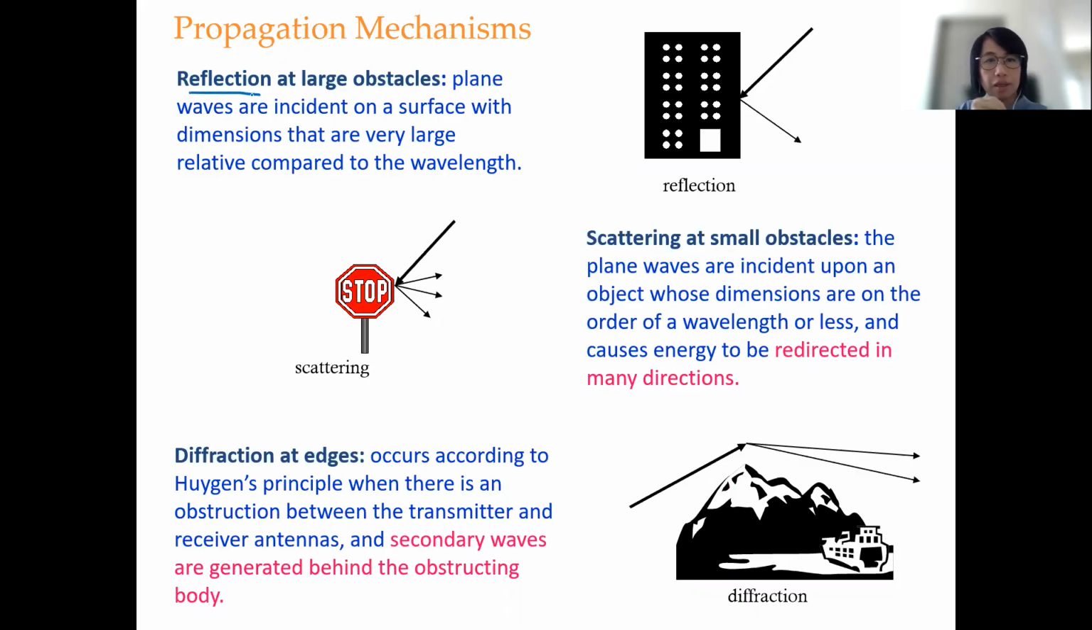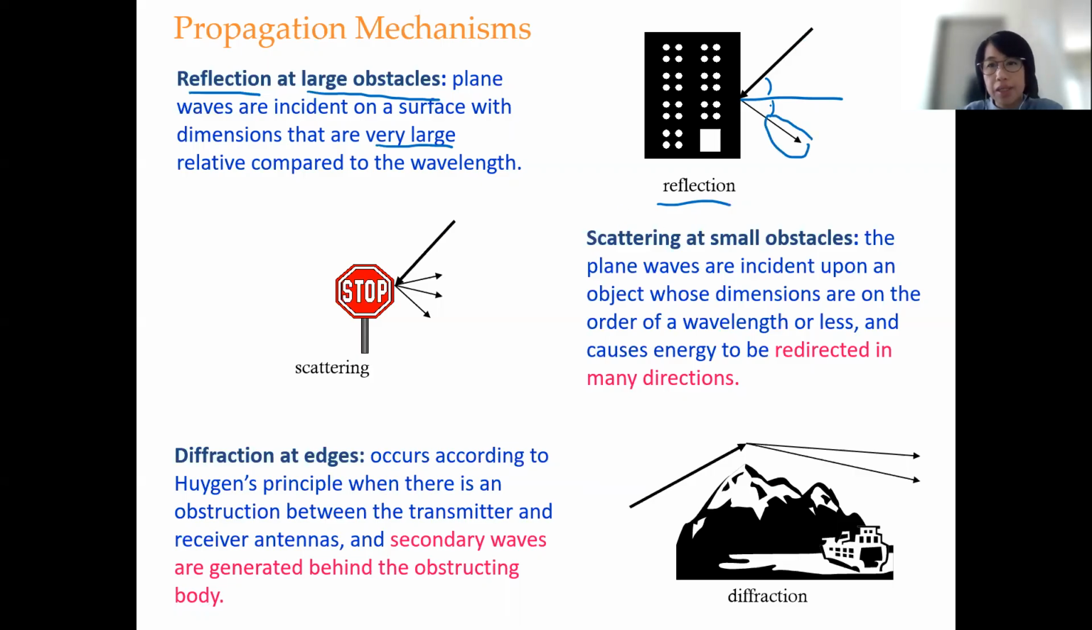One is the reflection. From Snell's law, I think you learned this already in high school physics. If the signal is incident on a large obstacle with a very smooth plane, the plane wave is incident on a surface whose dimension is very, very large compared to the wavelength. Then the angle of incidence and the angle of reflection will be the same. So this is the reflection part.